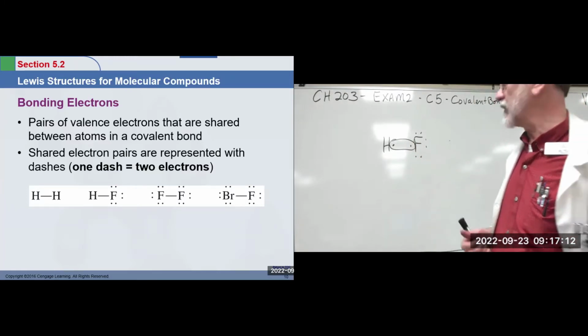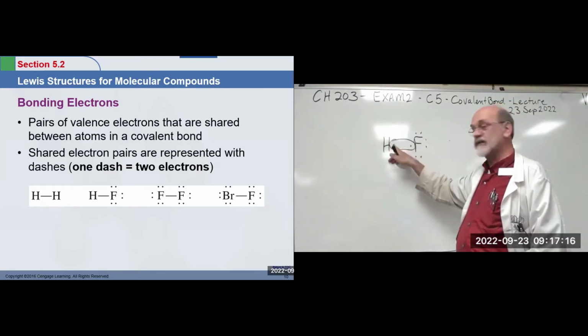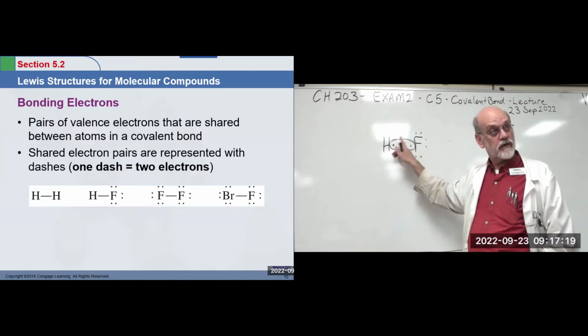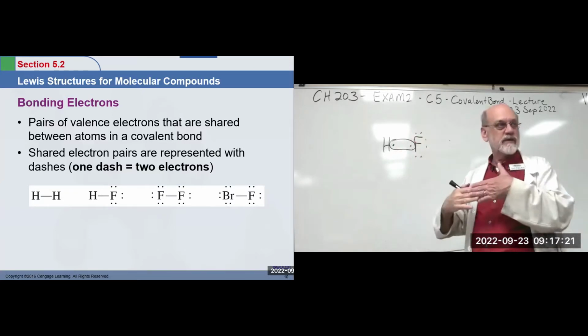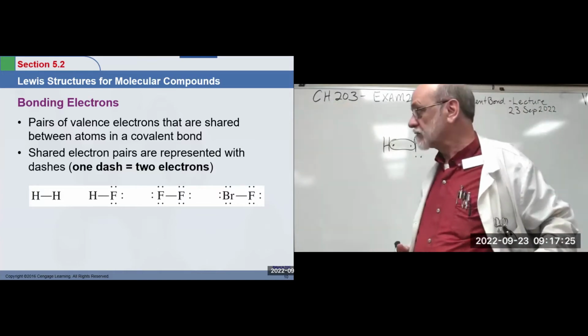If you have 2 fluorines, then just substitute a fluorine here with its electrons, and it still has that 1 free electron. You have 1 here, 1 there. That forms a bond. So it's a single bond in all of those.